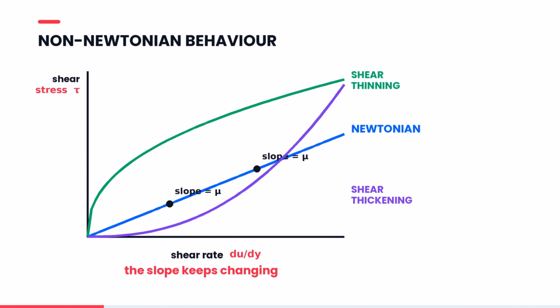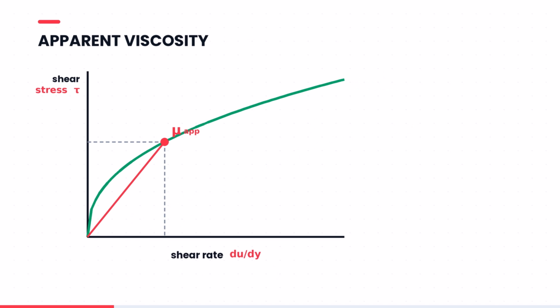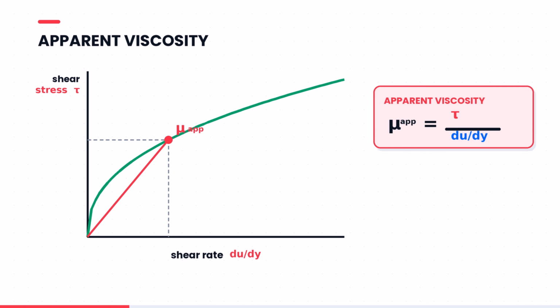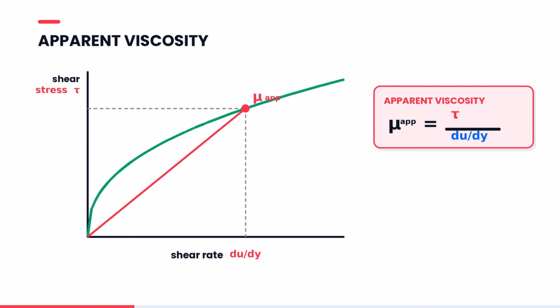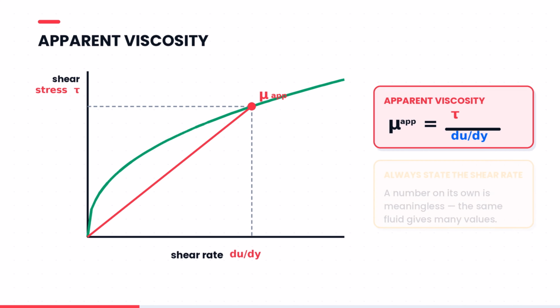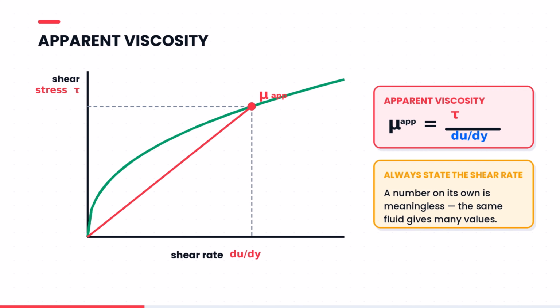The slope is no longer a single number. So we measure the slope at one specific point: shear stress divided by shear rate, right there. That is the apparent viscosity, and it is only valid at the shear rate where it was measured. Quote an apparent viscosity without its shear rate, and the number means nothing.